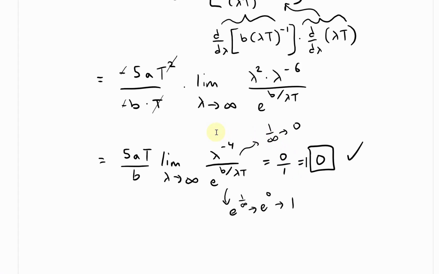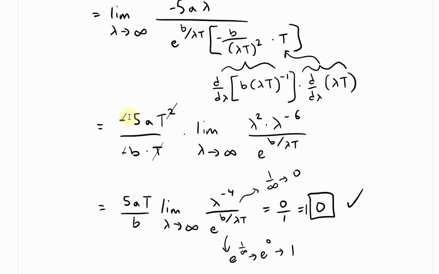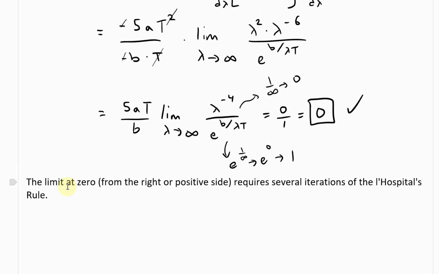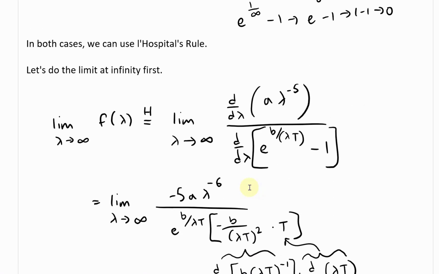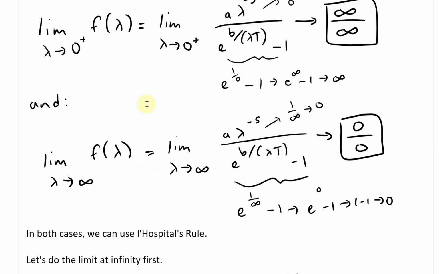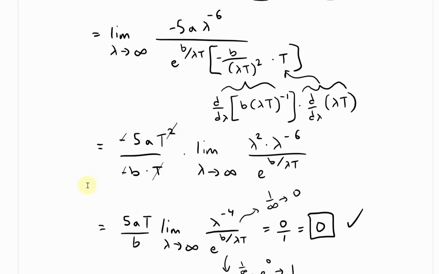The next one is to show that as the wavelength goes to 0, the function also goes to 0, as opposed to this one's to infinity. So now let's keep going further. If we look at the limit at 0, so the limit as lambda approaches 0 from the right or positive side, it requires several iterations of L'Hopital's rule. We're looking at the same function, we're just changing the limit.